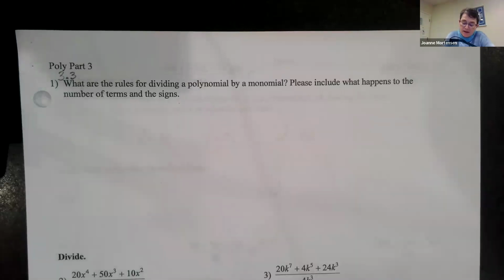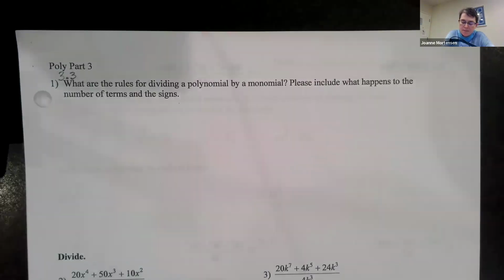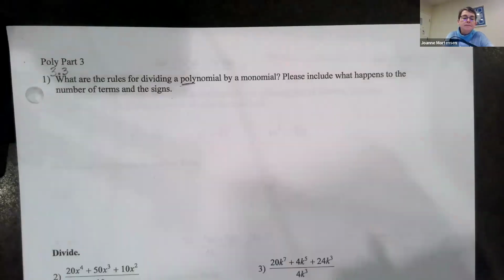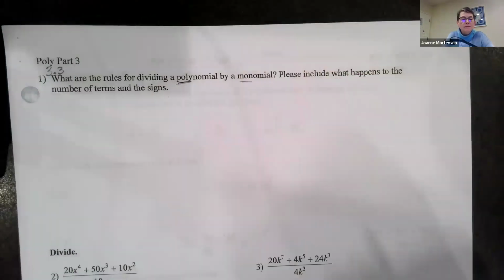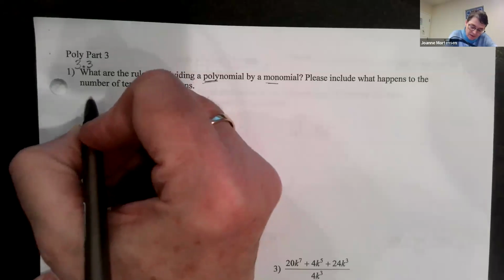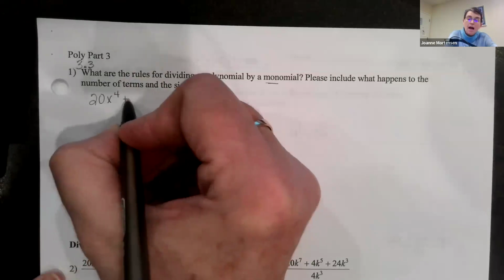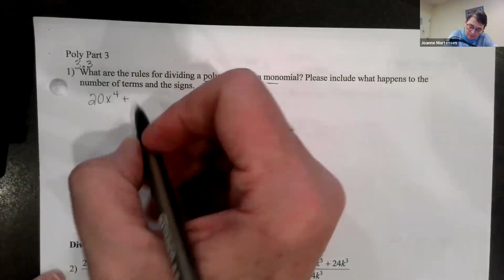What are the rules for dividing a polynomial? So remember, poly, meaning many, by monomial, meaning one term. Please include what happens to the number of terms and the digits. Well, you know what? I'm just going to steal question number 2 over here, and I'll show you the magic. And it's almost nothing new.